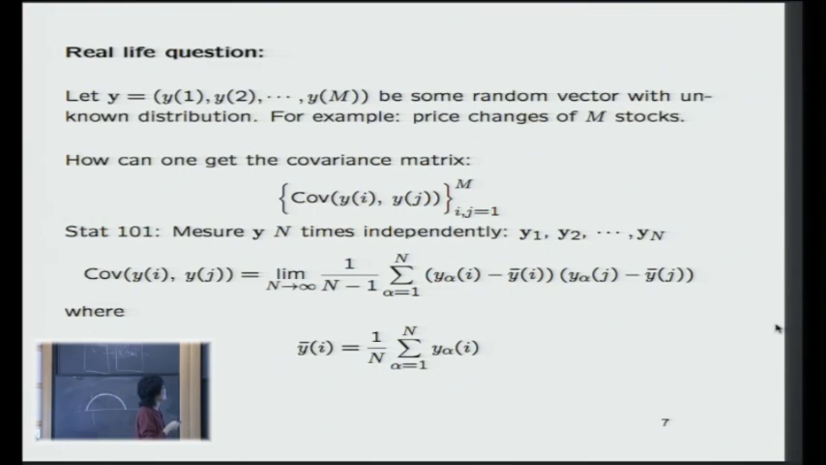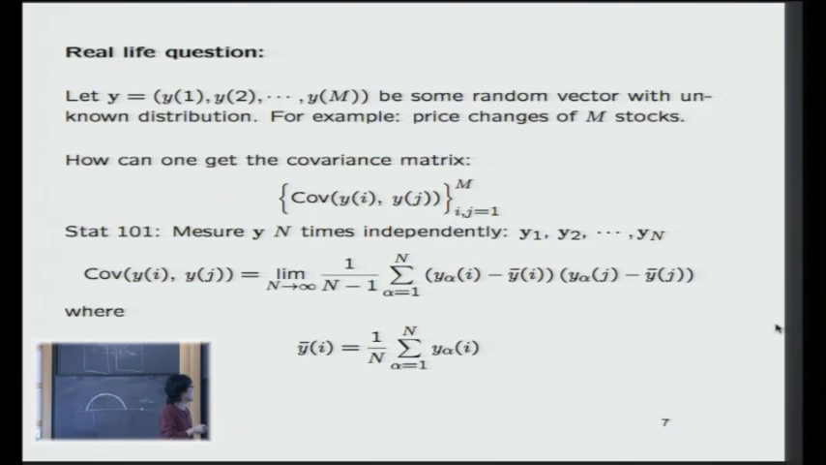So look at this question. If you have a random vector y with m components, and you don't know the distribution, for example, the price trend of m stocks, which change every day, and you want to know the relation between these stocks, what do you do? One thing you can do is calculate the covariance matrix between the components of y. This one is extremely important for statistics.